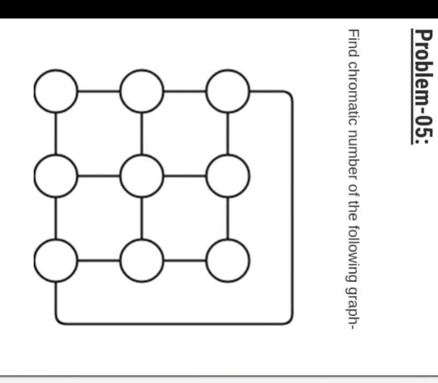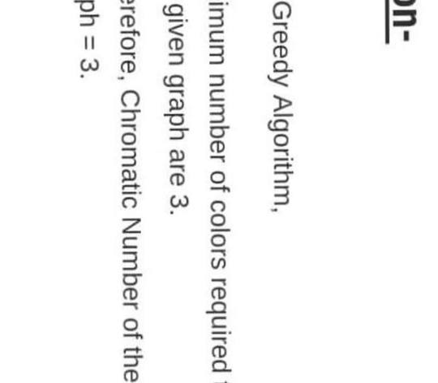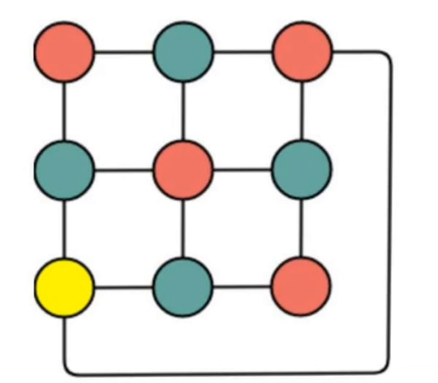If we have a graph in this form, how can we color this type of graph? Let's find the chromatic number by using the greedy algorithm, and then we can easily assign the colors to each vertex. The minimum number of colors required to color the given graph is 3. So the chromatic number for this graph is 3. So it can be colored as shown in the figure.